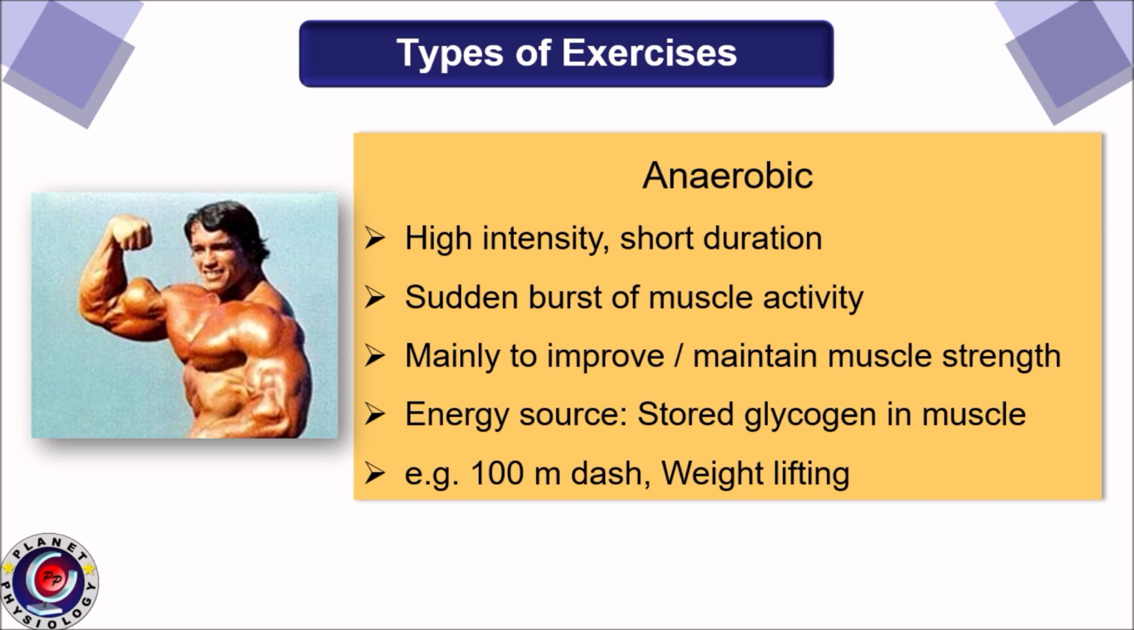In contrast, anaerobic exercises are high intensity, short duration exercises and usually involve a sudden burst of muscle activity. These are mainly performed to improve or maintain muscle strength. The predominant energy source for these exercises is stored glycogen in muscle. Examples of these exercises include 100-meter dash, weightlifting, high jump, long jump, etc.